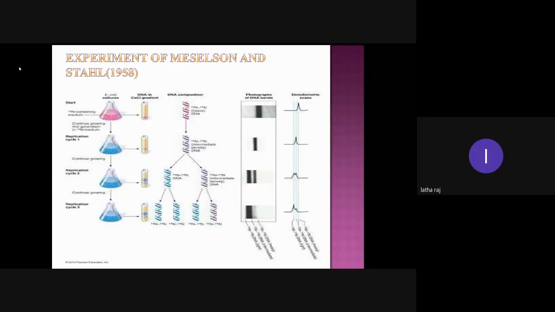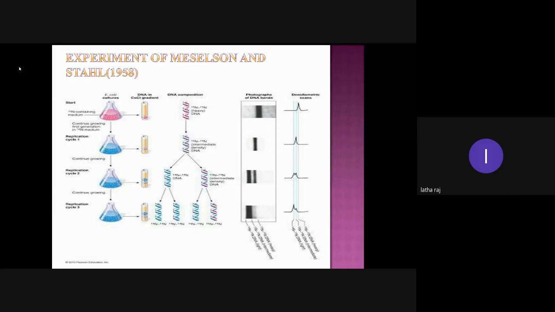This experiment supported Watson and Crick's hypothesis that DNA replication is semi-conservative. Nitrogen is a major constituent of DNA. In this experiment, E. coli was grown for several generations in a medium of ammonium chloride with the N15 isotope. When DNA is extracted from their cells and centrifuged on a salt medium like a cesium chloride density gradient, the DNA separates out. Nitrogen 15 has a higher density than nitrogen 14.